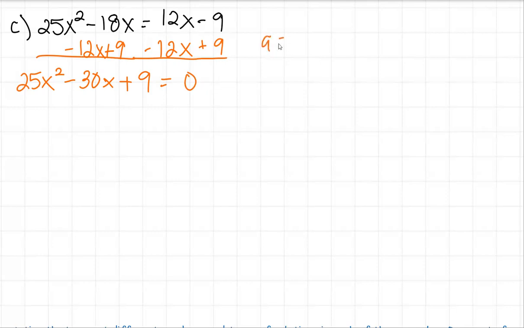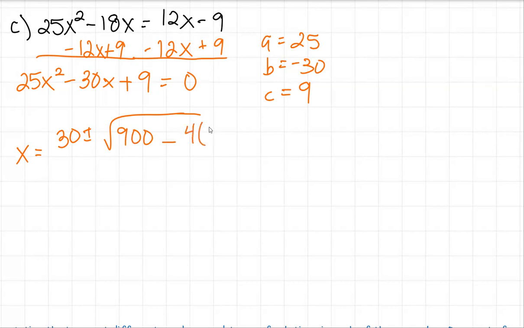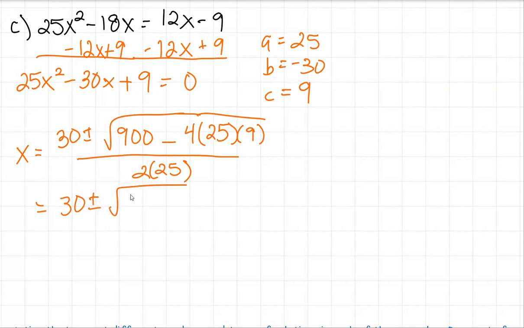Awesome. a is 25, b is negative 30, c is 9. Quadratic formula time. x is equal to negative b, so negative 30, that's positive 30, plus or minus the square root of 30 squared, that's going to be 900, minus 4 times 25 times 9, divided by 2 times 25. Awesome. Keep going. 30 plus or minus the square root of 900.